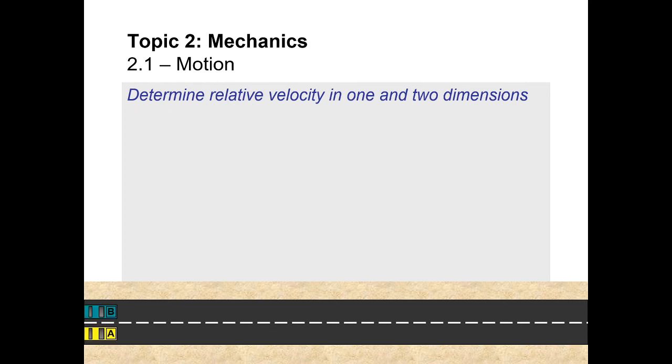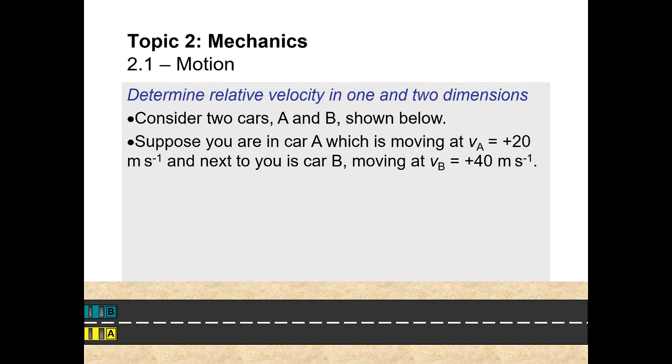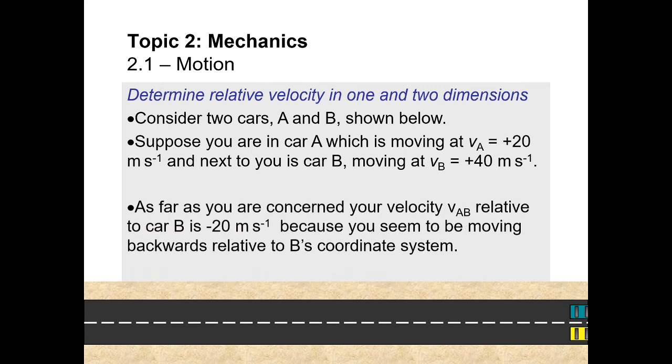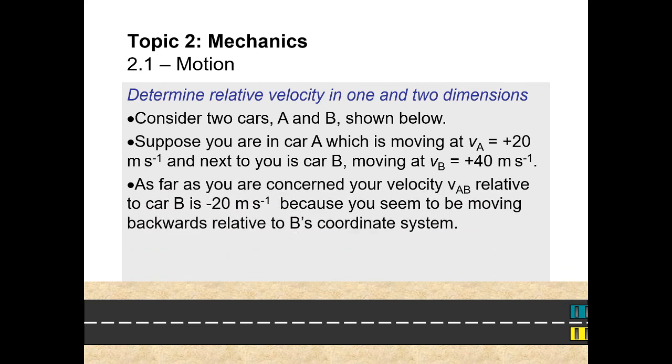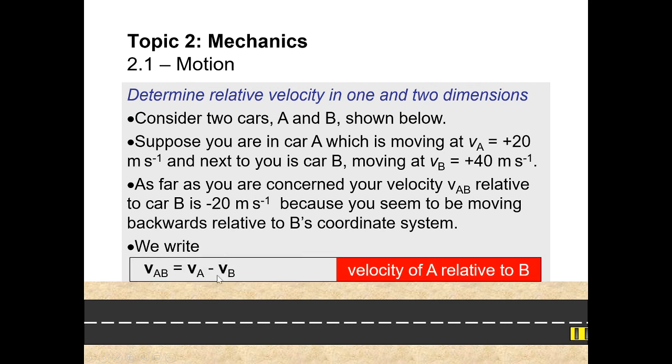Now, relative velocity can be measured relative to any reference frame. Consider cars A and B below. Okay, so A is moving at 20 meters per second to the right, and B is moving at 40 meters per second to the right. Now, relative to you, car B makes you feel as though you are traveling backwards at 20 meters per second due to how fast it is going. Okay, so we can come up with an expression for the relative velocity of A relative to B as velocity of A minus velocity of B. Right? So 20 minus 40. So negative 20 meters per second.